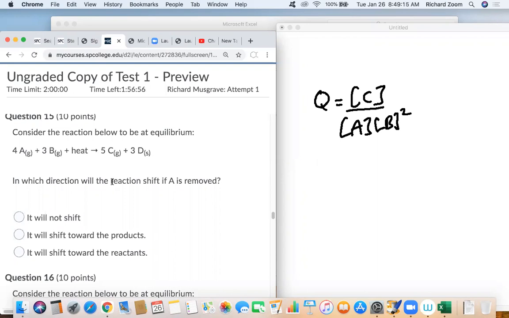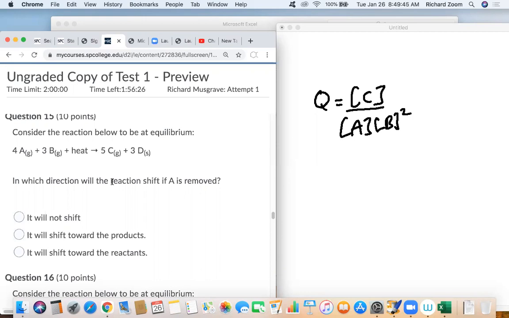Okay. So you're saying that just because they're taking it away, it's going to try and recreate itself. Yes, that's right. So you can see why it would move towards the reactant side, Katie. But would it be the same if B's were removed? It would. Mm-hmm. Okay. Likewise, if C's or D's were removed, it would move towards the product side.